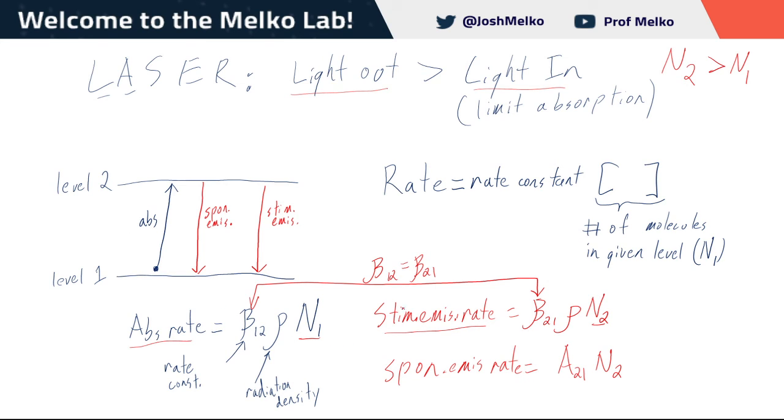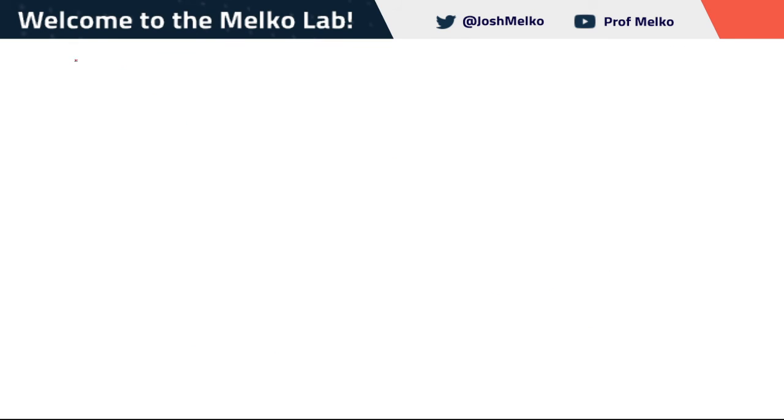Well, here are the two rates. These two terms cancel. They're the same. Those two terms cancel. And so the rate will be greater for stimulated emission than absorption if N2 is greater than N1, and we will have more light out than light in. Okay, so hopefully that makes sense. This N2 greater than N1, number of particles in the excited state greater than the number of particles in the ground state, we call that a population inversion.